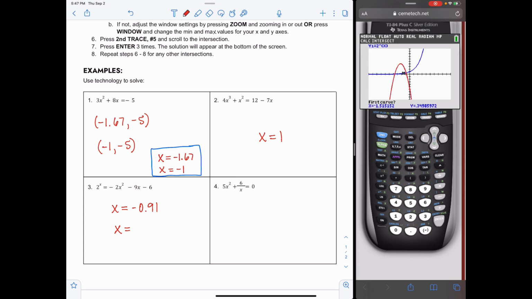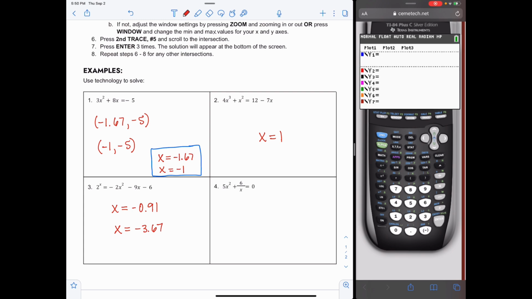And we're going to scroll to the other one, get as close as possible, and press enter 3 times. And we see that the other x value that's a solution is going to be negative 3.67. All right, let's try number 4. And if you want to, you can pause the video and try it on your own, and then you can press play to check your work.